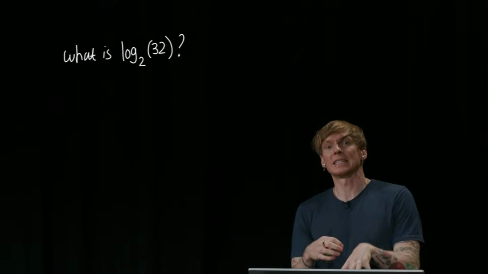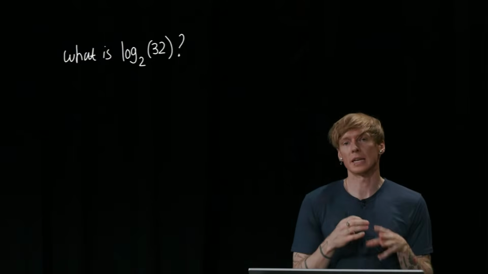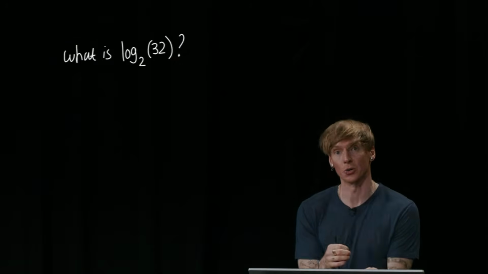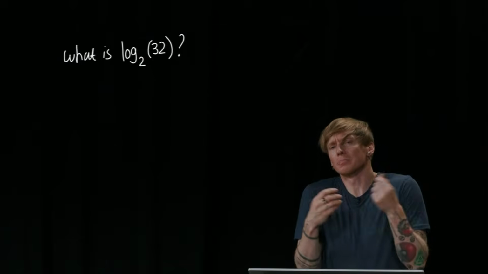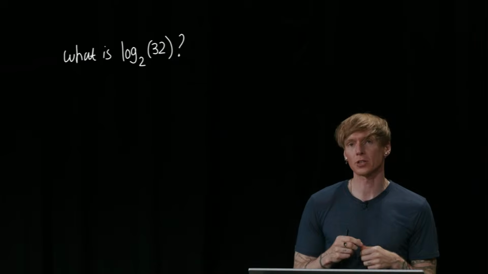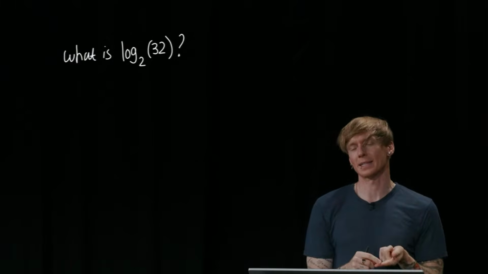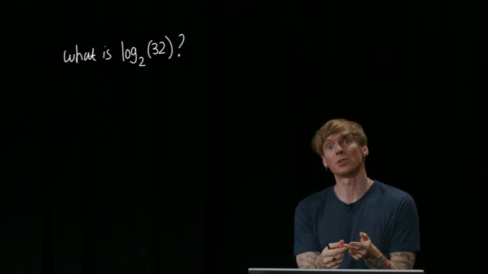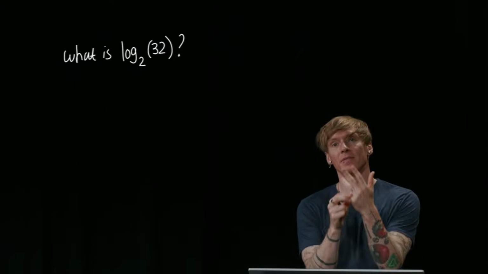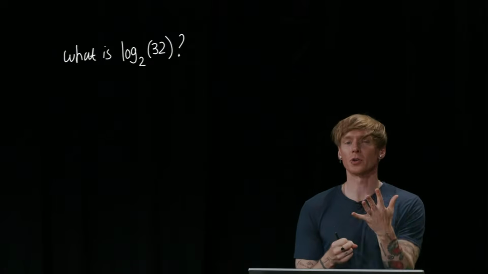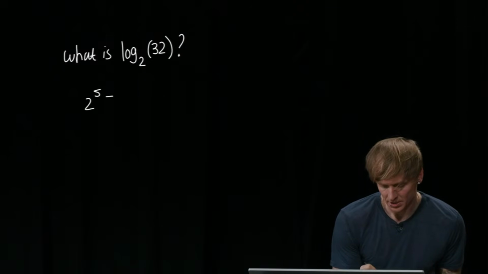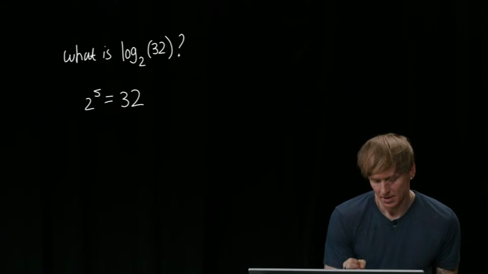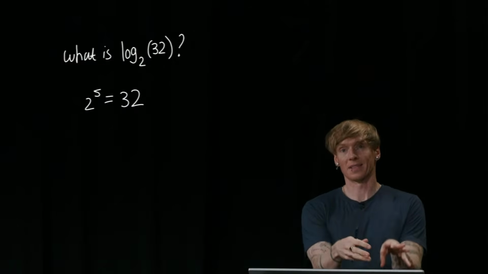So what this is expressing, what this is asking us, is what power of 2 gives us the answer 32. So we can think through our powers of 2. We go 2 multiplied by itself gives us 4, multiplied by 2 again for 8, fourth time for 16, fifth time. So 2 to the power 5 gives us 32.